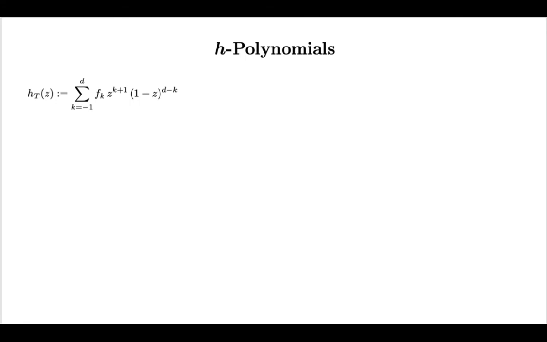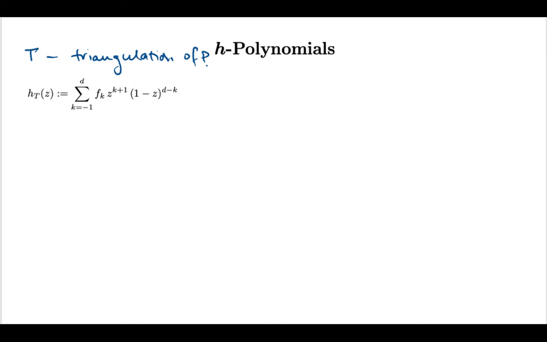So let me remind you. We started with some polytope P and a triangulation T. So this is a full triangulation, not just a boundary. Here's the h polynomial of this triangulation. The ingredients are the face numbers of the simplices appearing in the triangulation.